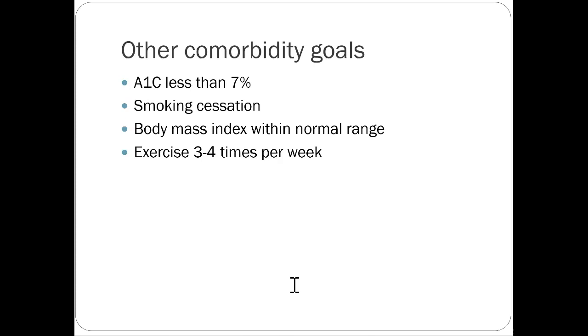Other goals: A1C, hemoglobin A1C, that's a diabetic biomarker for long-term glycemic levels. Want to keep that less than 7%. Stop smoking, lose some weight if you need to, exercise 3 to 4 times a week as tolerated.